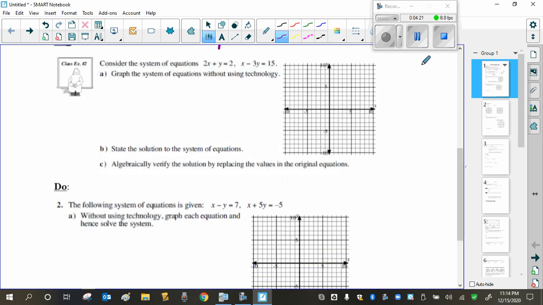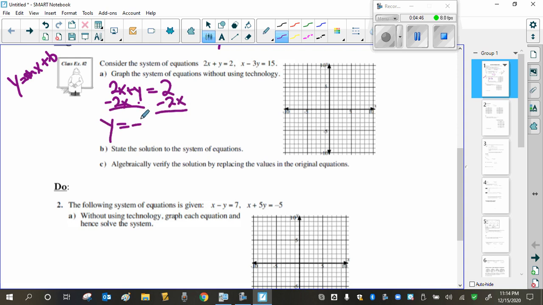So let's do this question, example 2, with y equals mx plus b, using the slope and the y-intercept. That means solve for y. We'll do the first one together and graph it. So to get y by itself, we subtract 2x. And we're left with y equals -2x plus 2.